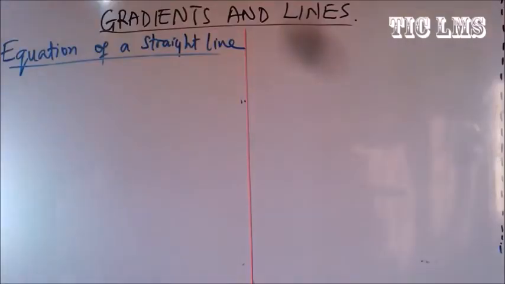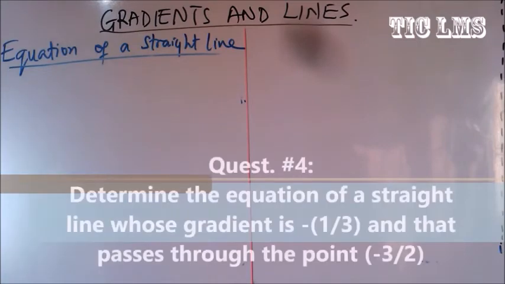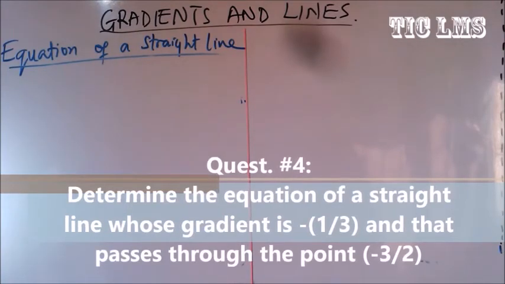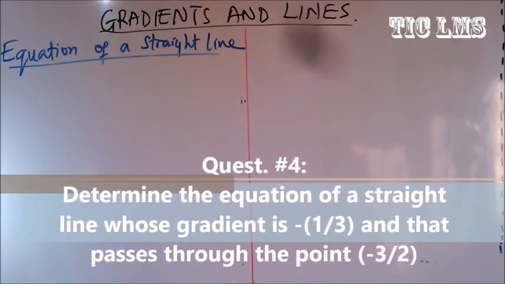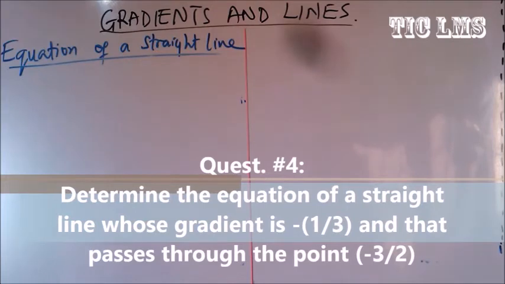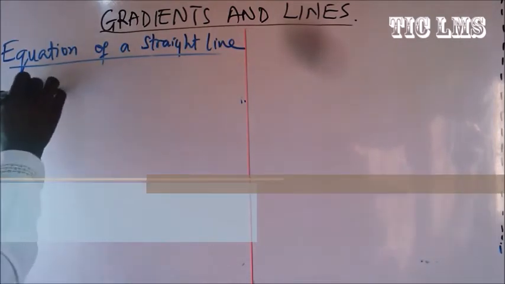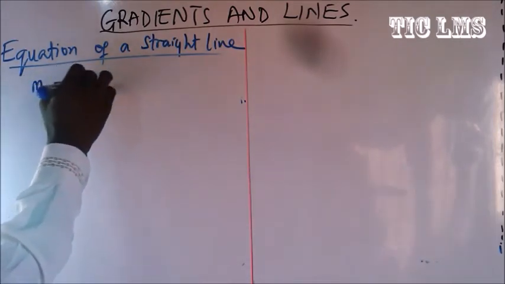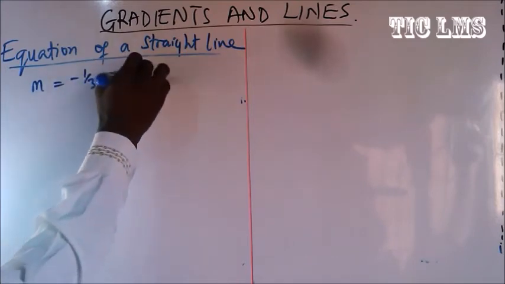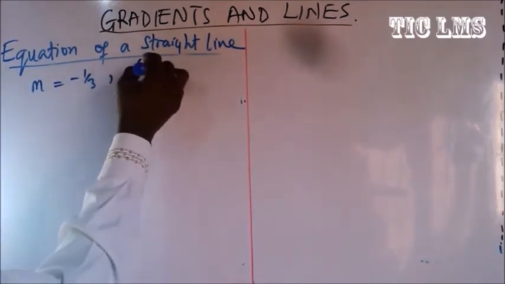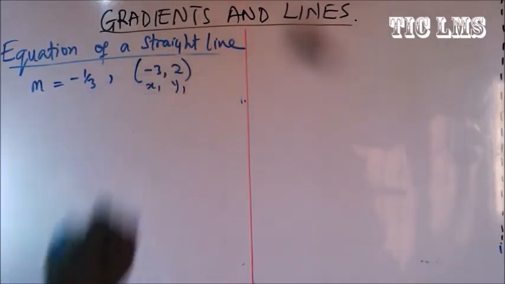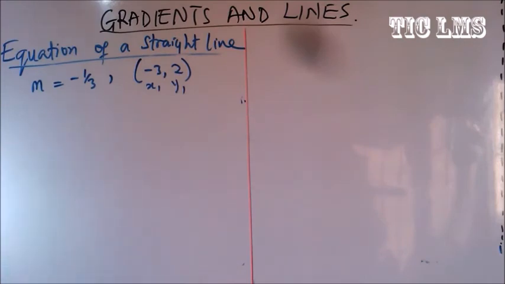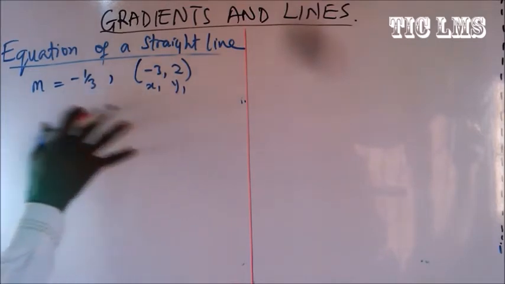So let's take this question. Determine the equation of a straight line whose gradient is minus 1 over 3 and that passes through the point minus 3, 2. So we have our gradient to be minus 1 over 3, and we have our point as minus 3, 2, where here is x1 and here is y1. We have to determine the equation of a straight line that passes through this point and with this slope.